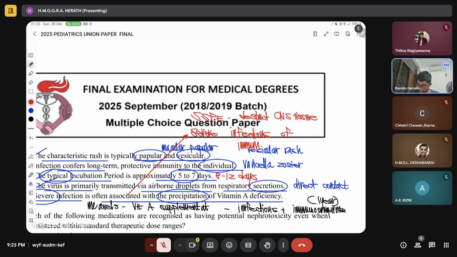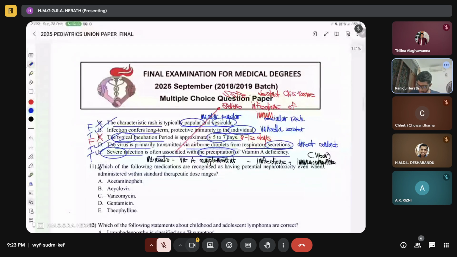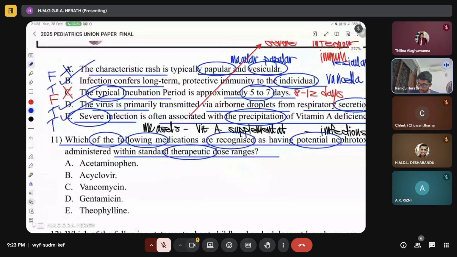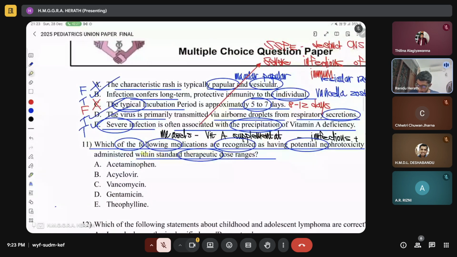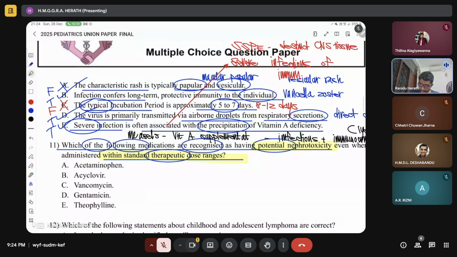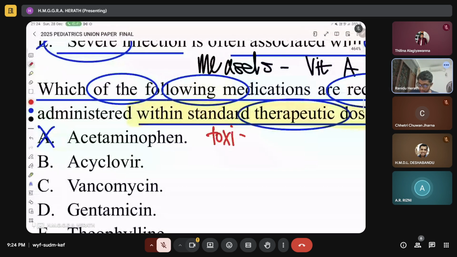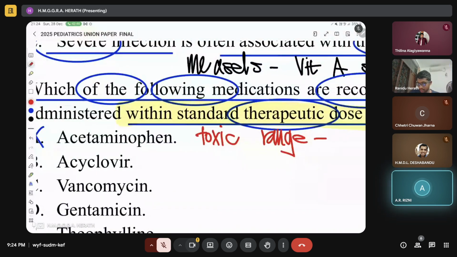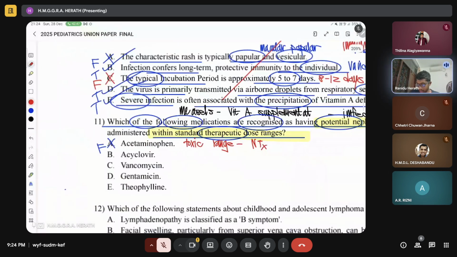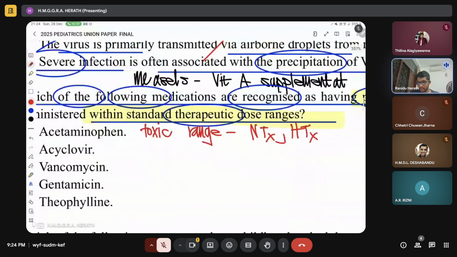So we go into the next one. Which of the following medications are recognized as having potential nephrotoxicity even when administered within the standard therapeutic dose ranges? Paracetamol, acetaminophen. Does it have nephrotoxicity in the normal range? No. Does it have nephrotoxicity in the toxic range? Not sure. I think it causes hepatotoxicity. Yeah, it causes hepatotoxicity and nephrotoxicity both when it is in the toxic range.